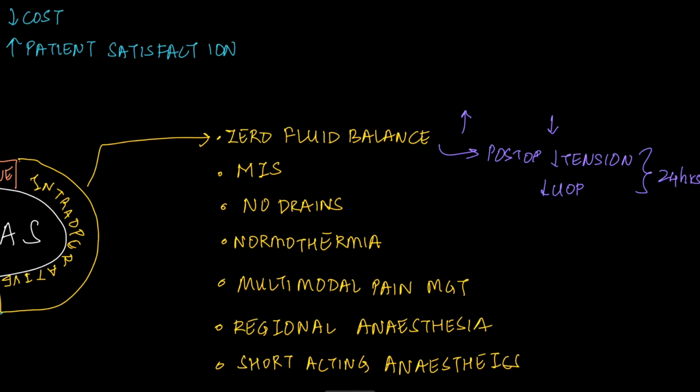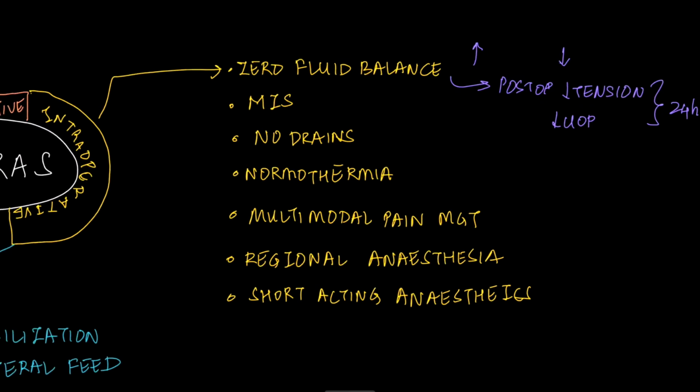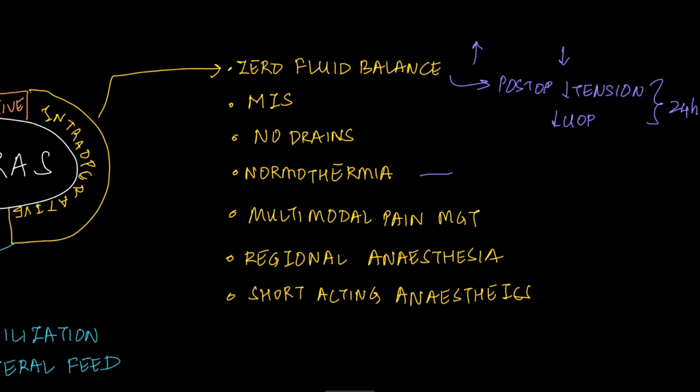So, next, coming on to minimally invasive surgery. Minimally invasive surgery would lead to lesser pain and hence earlier recovery. Avoiding drains. Drains increase the length of hospital stay as well as can become a source of infection, and hence avoiding drains can lead to earlier recovery. Normothermia. Maintaining normothermia is important as hypothermia will lead to shivering, which increases the oxygen requirement and thereby contributes to a catabolic state. Second, hypothermia also leads to coagulopathy and increased risk of arrhythmias.